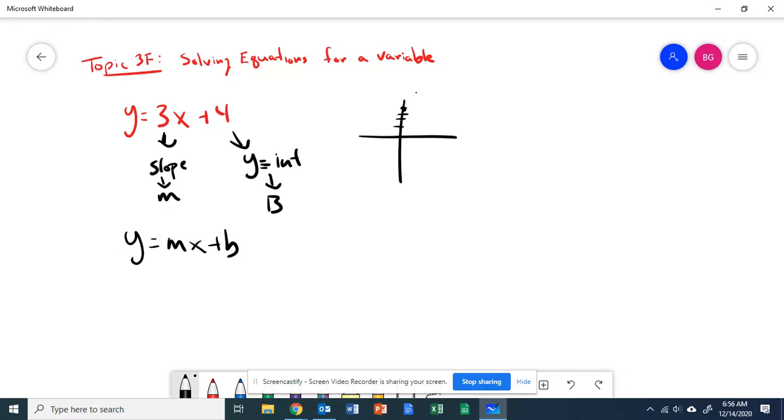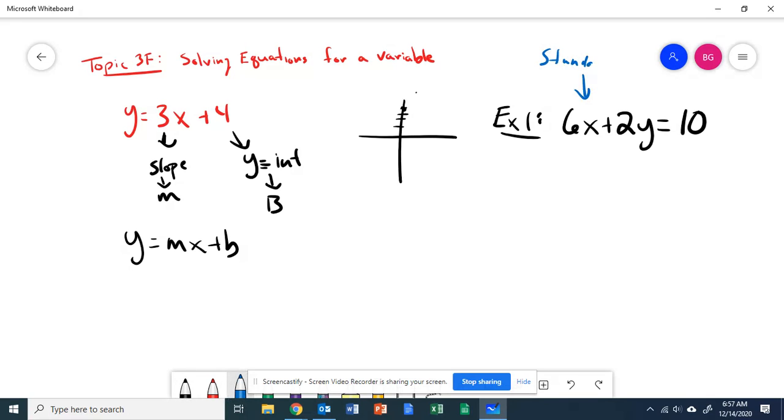So here's example number 1. Make sure you're putting this in your lesson log for me, please. Example number 1 is 6x plus 2y equals 10. You can see here, this one is not in y equals mx plus b form, but we do have a name for this. This is called standard form, which we are not going to graph. When we graph ones like standard form, we're going to want to get it to that y equals mx plus b. That's our goal.